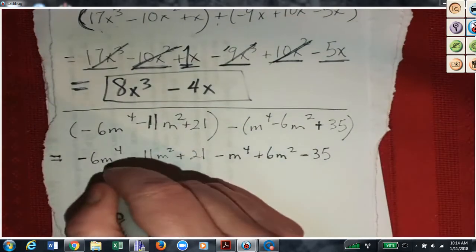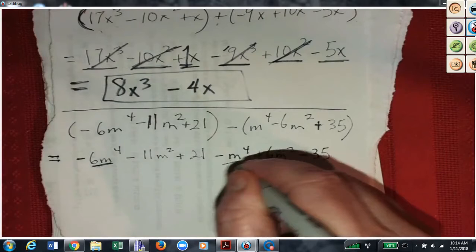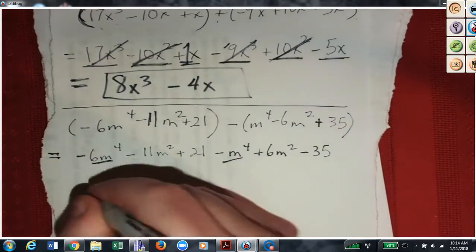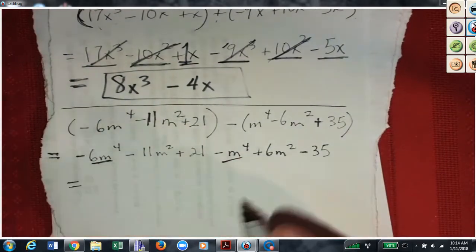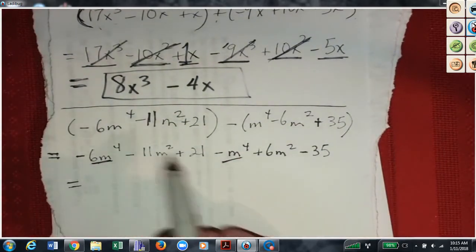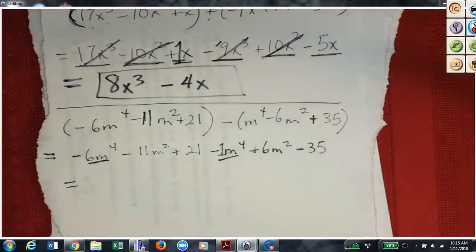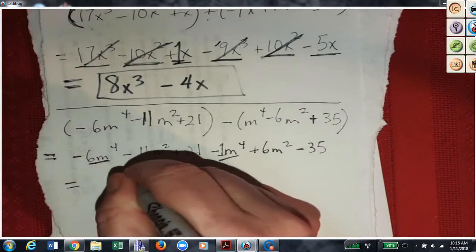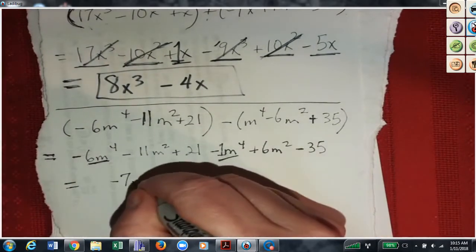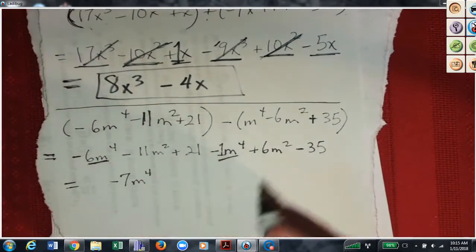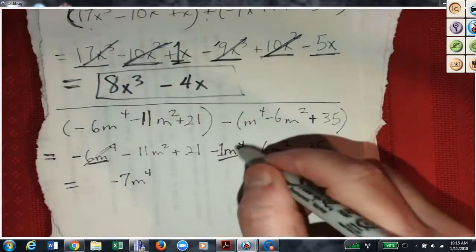Now I collect my like terms. So I have an m to the fourth term here, and I've got an m to the fourth term there. So negative 6m to the fourth minus m to the fourth. If it's just by itself, it's the same as saying minus 1m to the fourth. Well, negative 6 minus 1 is negative 7. And the m to the fourth is just going to come along for the ride. So I'm done with those.